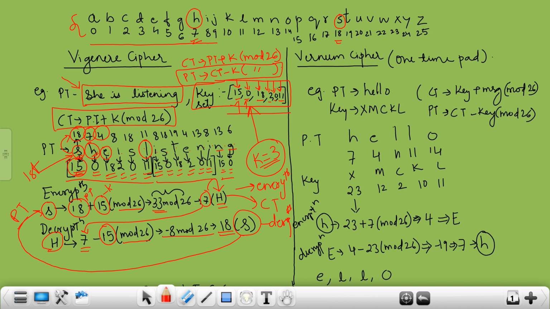So you need to tell me what is the cipher text. I am not telling you to again do the decryption part. I am telling you only to do the encryption part. So solve and let me know what is the encryption value for the remaining text.